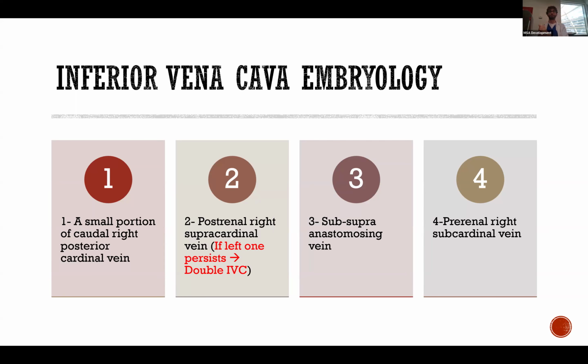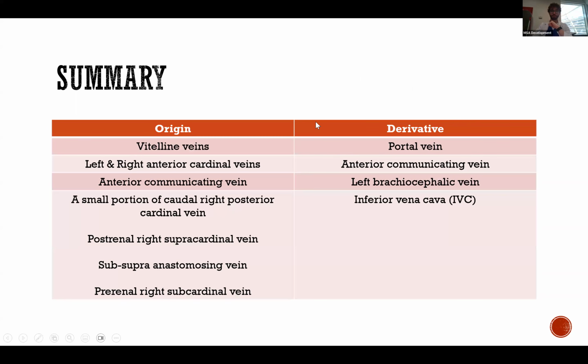Just like we had a case of double aorta and a case of double superior vena cava, we also have a case of double inferior vena cava. Okay? So please remember the four things that give us the inferior vena cava. Remember this, very important. If we have a left supracardinal post-renal vein, we're going to have two IVCs.